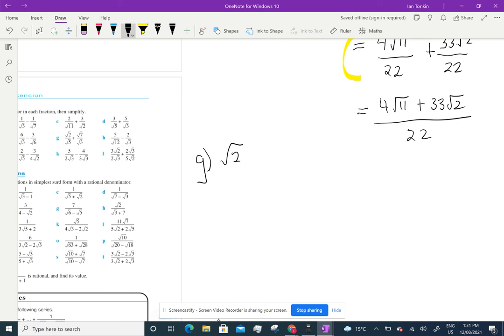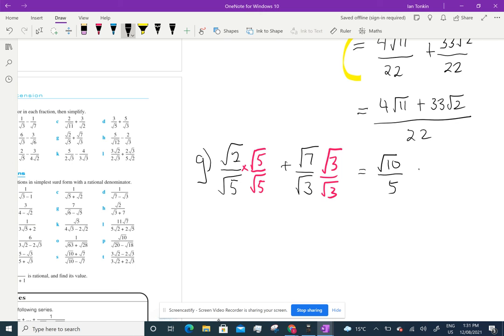So I've got root 2 on root 5. I'll leave a bit of a gap, plus root 7 on root 3. And I'll leave a bit of a gap. I'm going to rationalise, so I'm going to multiply that by root 5, I'm going to multiply that by root 5, and this I'm going to do root 3 on root 3. On the top of the first one, I get root 10 on 5. And on the bottom, the second one, I get root 21 over 3.